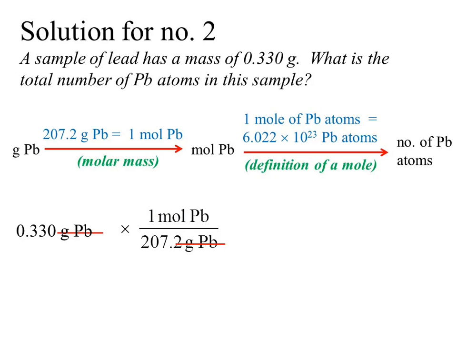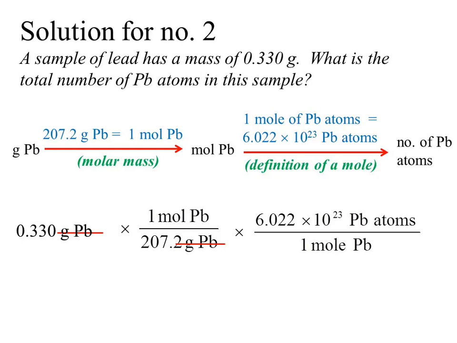Okay, so flip back and find your Avogadro's number ratios, A and B. So, how many people think we're going to use A there? I do too. Very good. 6.022 times 10 to the 23rd lead atoms in one mole of lead. Perfect. And we should be done.